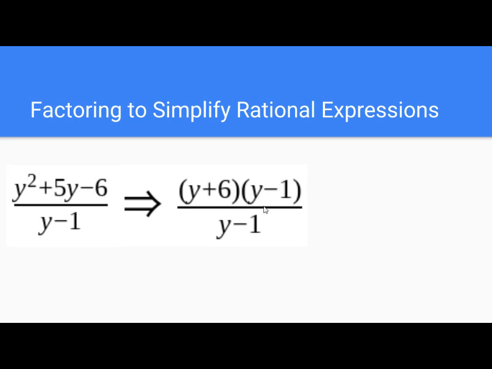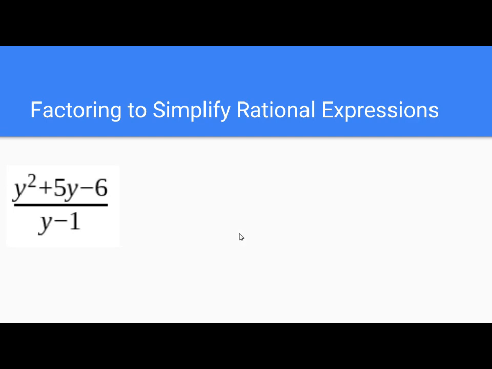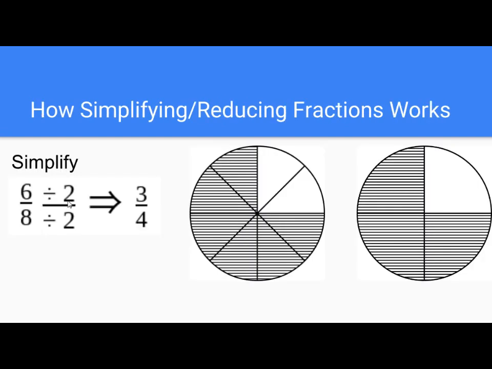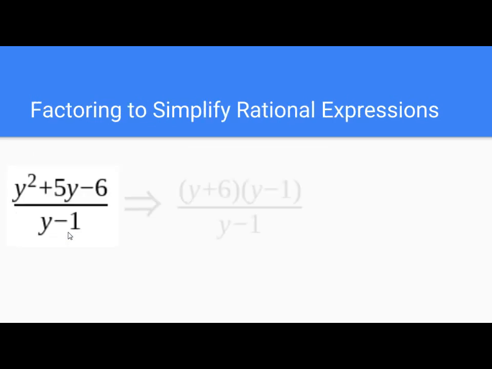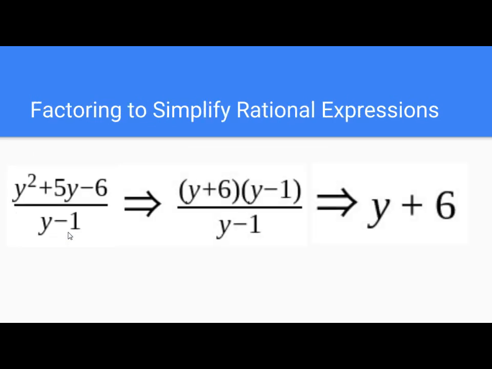divide y minus 1 divided by y minus 1, and that just divides to 1, just like back here, the 2 divided by 2 divided away to 1. When we do that, what we're left with is just y plus 6. I'm going to say cancel because that's a term that's used a lot. We're canceling something from the numerator and the denominator. Y minus 1 and y minus 1 cancel themselves away, and we're left with just y plus 6.